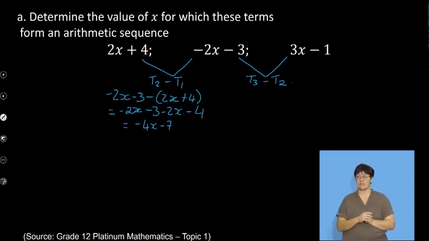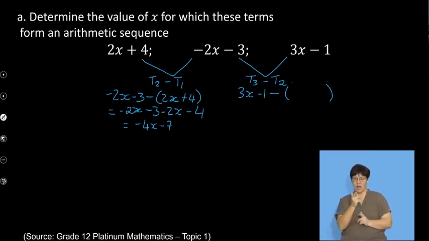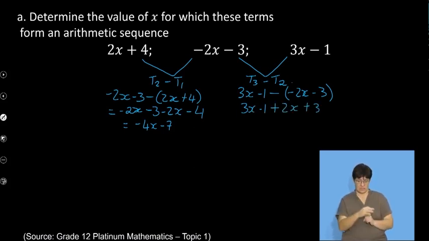Now we're going to look at T3 minus T2. I'm going to have 3x minus 1. Then I'm going to subtract term 2. Please make sure that you substitute your term 2 in a bracket. Why a bracket? Because I do not want you to make sign mistakes. So we're going to subtract negative 2x minus 3. So I'm going to have 3x minus 1 plus 2x plus 3. So this is going to be equal to 5x plus 2. So we now have 2 expressions that still involve x's.